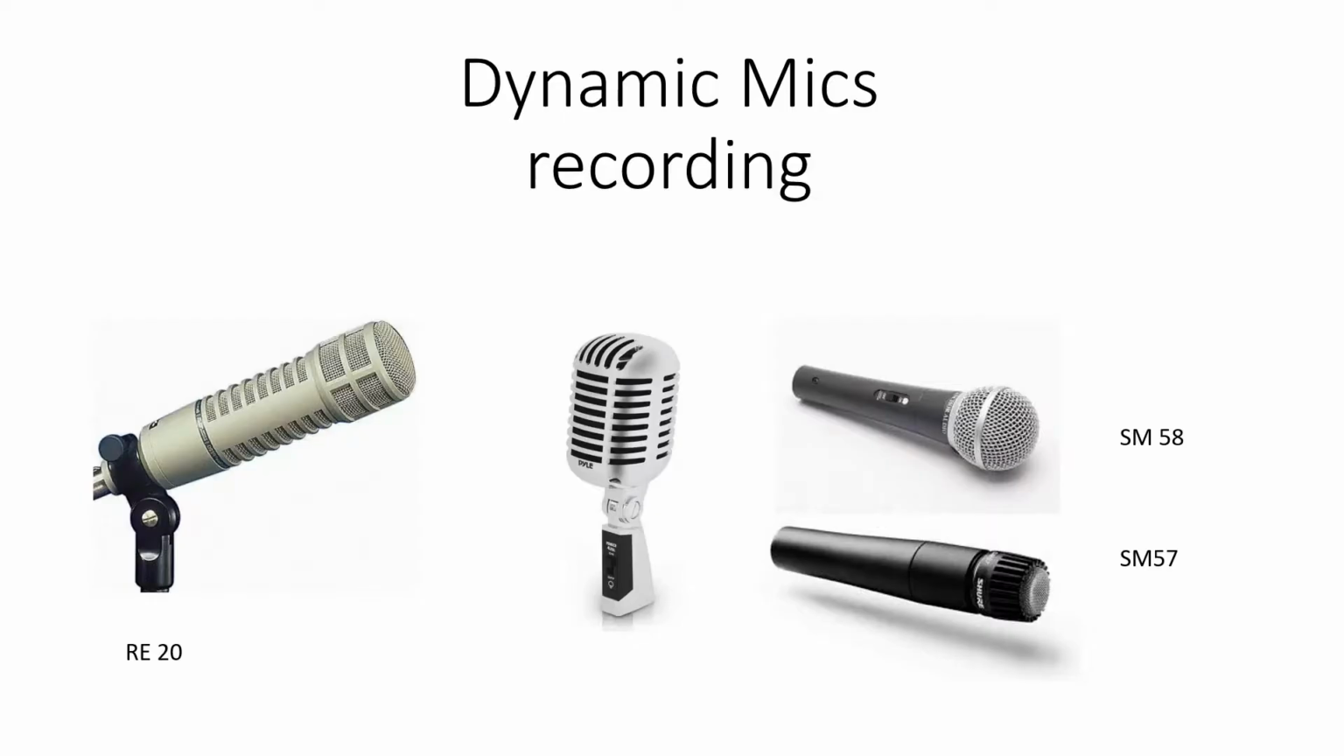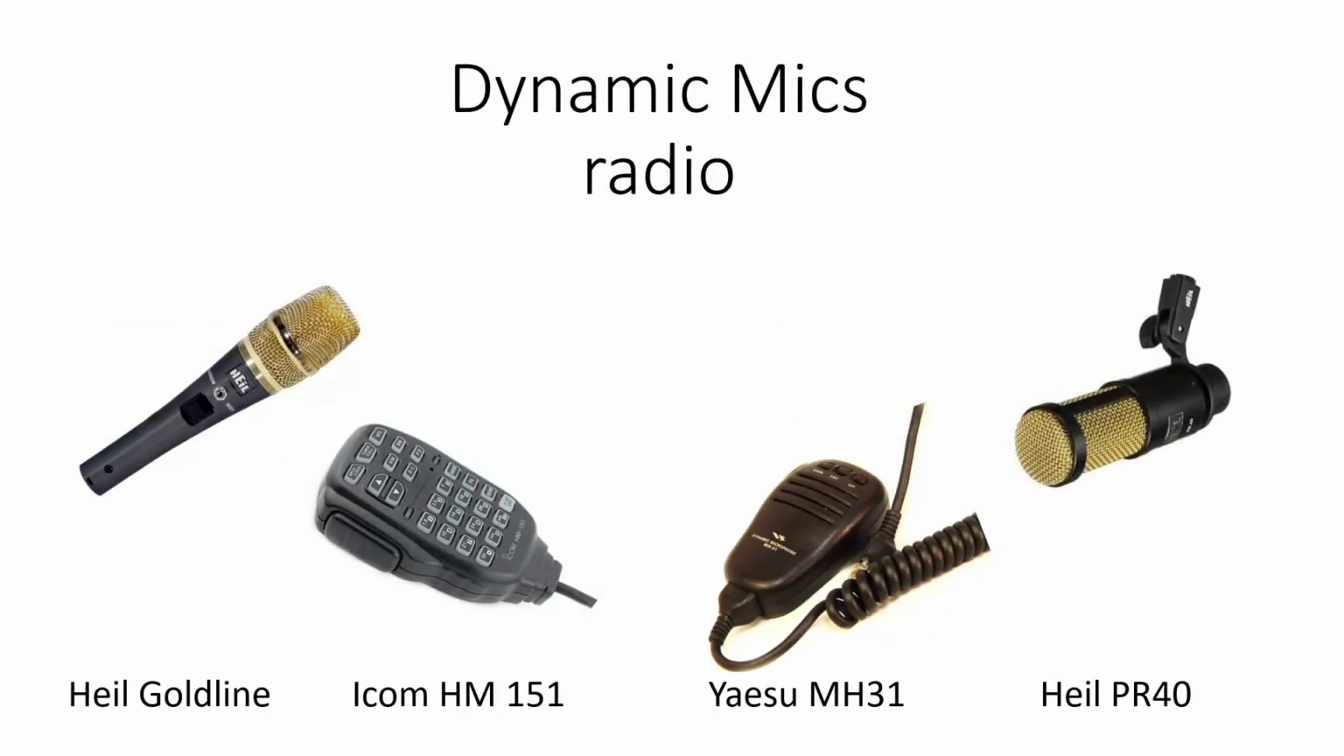Here are some dynamic mics typically used in a recording studio. On the left is the RE20, which is very popular with announcers, and in the upper right is the SM58, which is used by a lot of singers on stage. Here are some dynamic mics we use in ham radio: the Heil Gold line, the ICOM 151, the Yaesu MH31, and the Heil PR40.